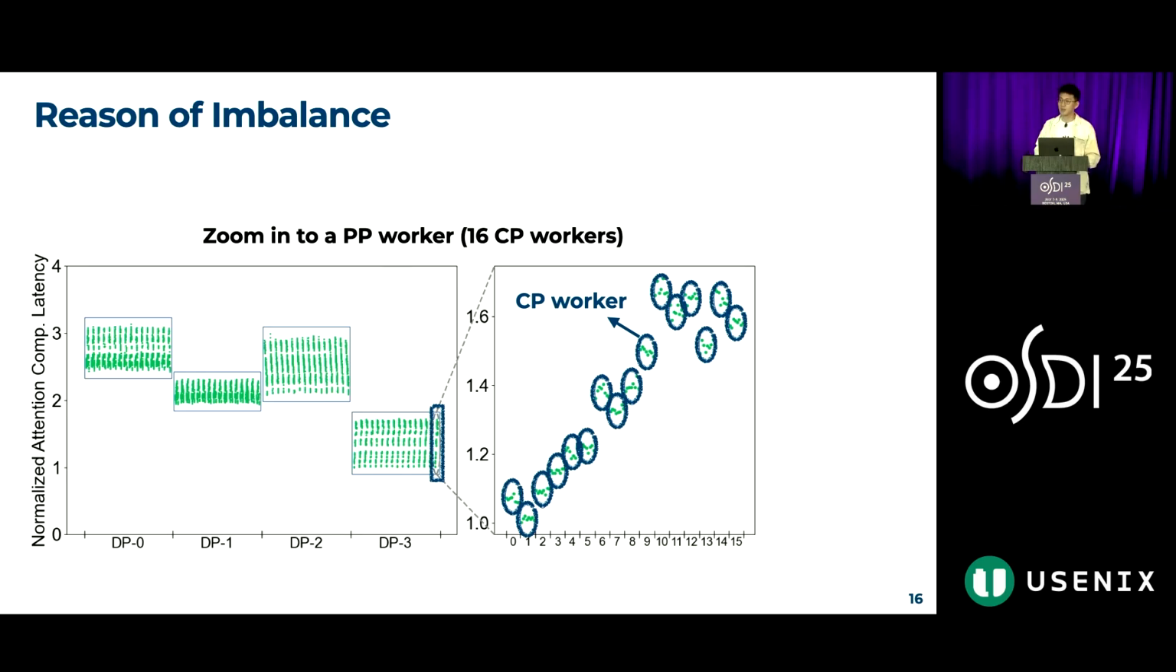and tensor parallelism. Here, each PP worker has 16 CP workers, and each is marked with a circle in the figure. Each circle contains 8 points representing 8 TP workers within each CP worker. The TP workers do not show any workload imbalance since they operate on the same input. However, a significant imbalance can be observed across the CP workers. This is caused by the input sharding at the CP level.